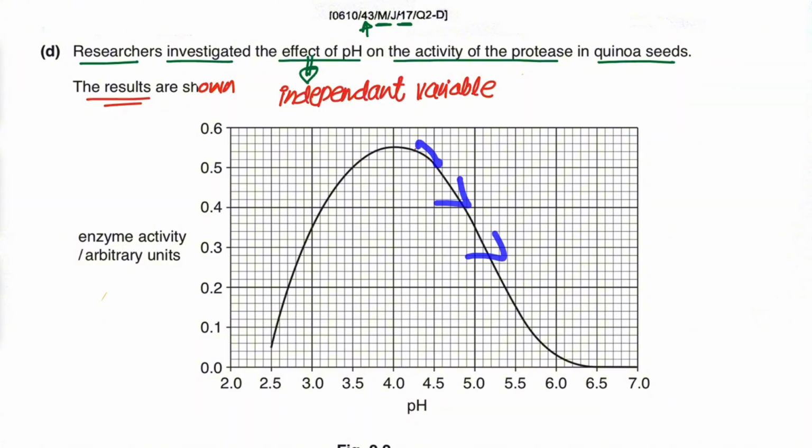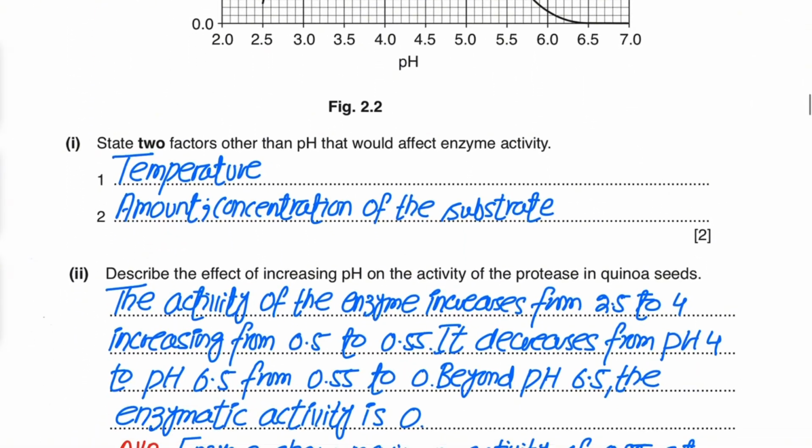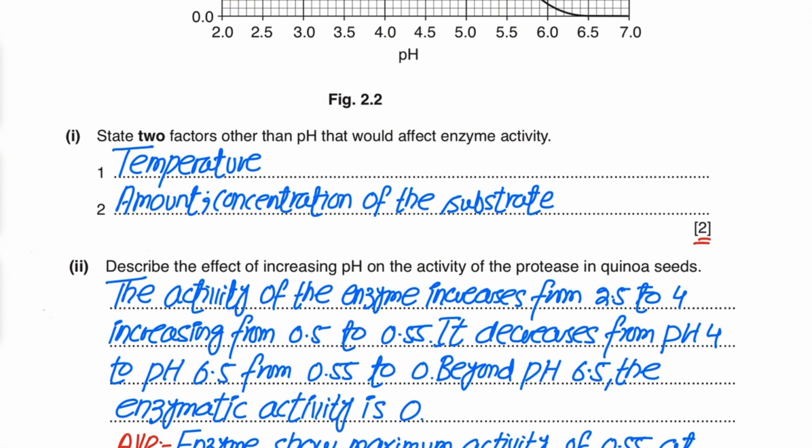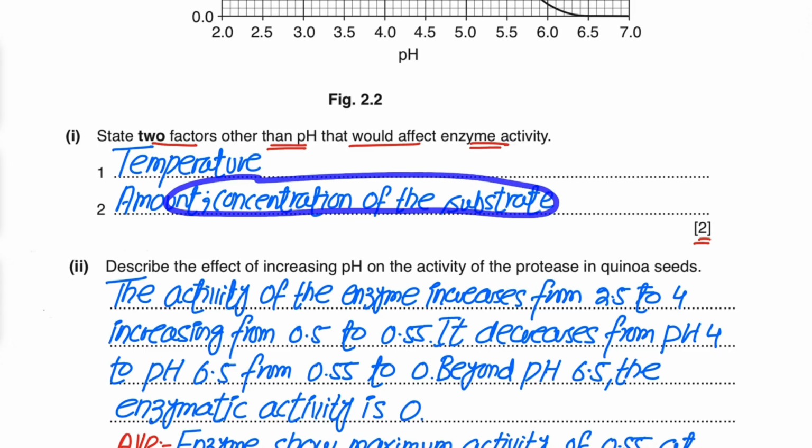Beyond this, the graph goes downward. When you increase the pH beyond the optimum pH, the enzyme's active site starts to denature, substrate binding with the enzyme is reduced, and the enzymatic activity in arbitrary units decreases. Now, moving to the question for 2 marks: state two factors other than pH that would affect enzymatic activity. We know enzyme activity is impacted by temperature, pH, and the amount or concentration of the substrate. Since pH is being changed, I am required to keep the temperature and the amount or concentration of either the substrate or the enzyme constant.